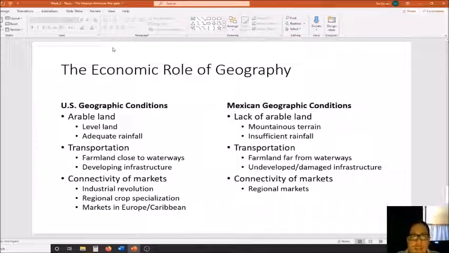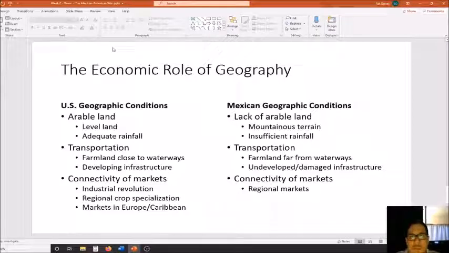On top of that, the infrastructure in Mexico is not in good condition at this time. Many bridges were destroyed during the War for Independence, and a lot of roads were not in the best condition either. So there's not a developed infrastructure in Mexico, and there's not a lot of waterways that could transport goods. And so that really hurts the connectivity of markets in Mexico, right? Complete opposite of what's taking place in the United States.